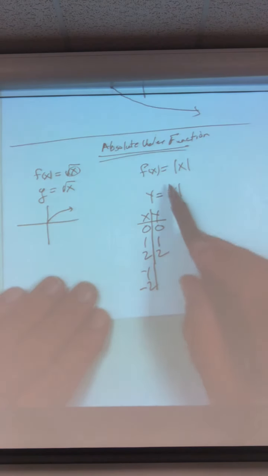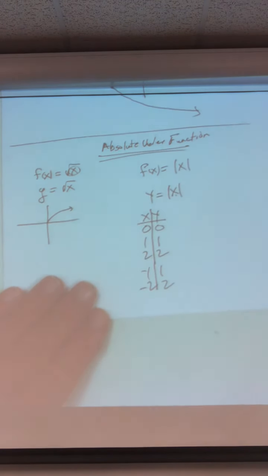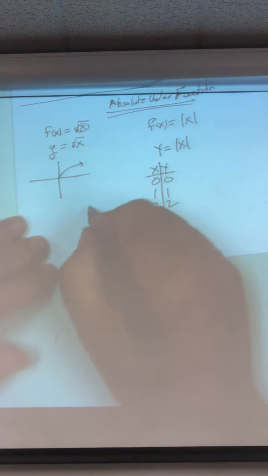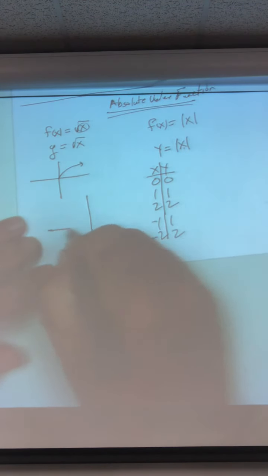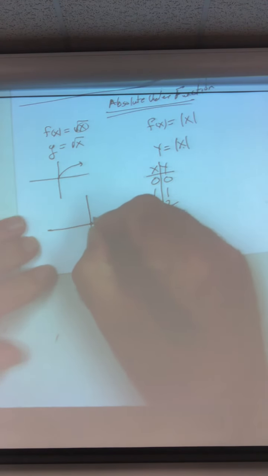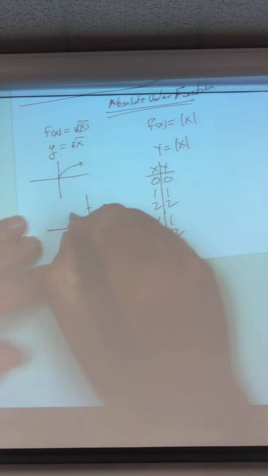All right, so what's the absolute value of negative 1? Positive 1. What's the absolute value of negative 2? Positive 2. Now let's plot these 5 points and see what our parent graph looks like. 0, 0, 1, 1, 2, 2, negative 1, 1, negative 2, 2.